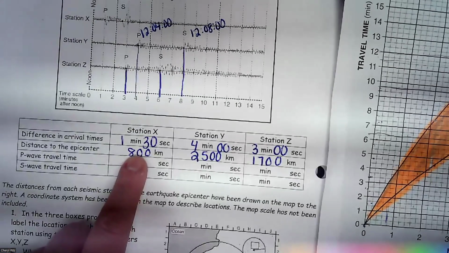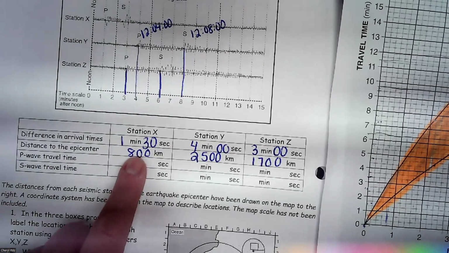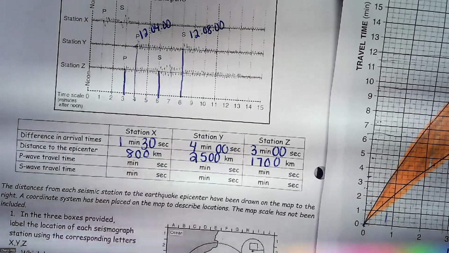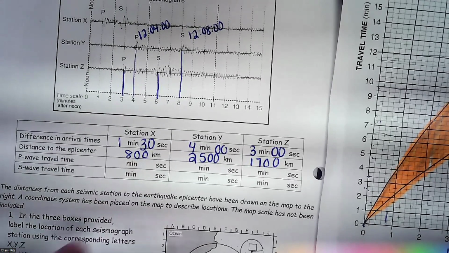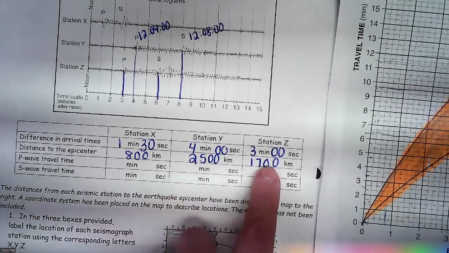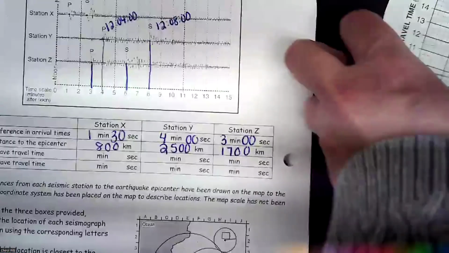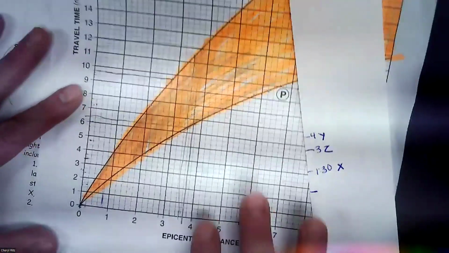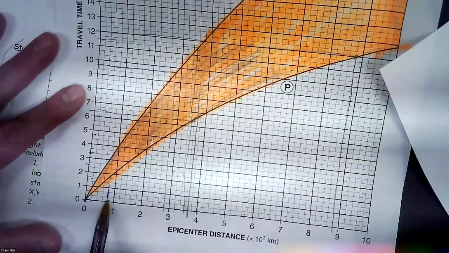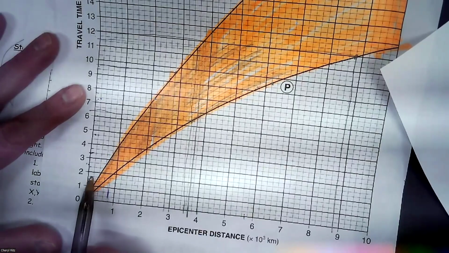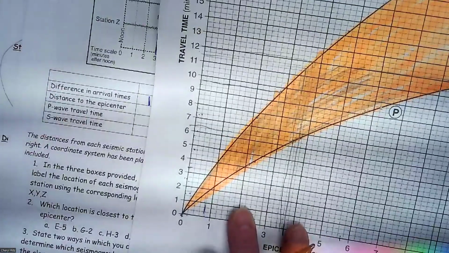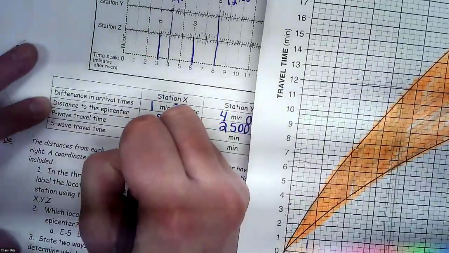So we know that the distance to the epicenter is 800 kilometers. So we need to figure out, well, how long does it take for a P wave to go 800 or 2,500 or 1,700? So again, going back to your reference table, this is stuff we've been doing since day one. Here's 800, go up till you hit the P wave, go over. I got 1 minute and 50 seconds for that one.